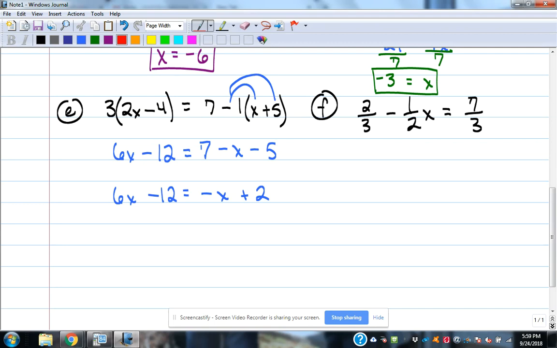How could I move this -x? Add x. Good. Add x. So that's going to be 7x minus 12 is equal to 2. And I'm leaving a lot of space here. I have to leave that much space.